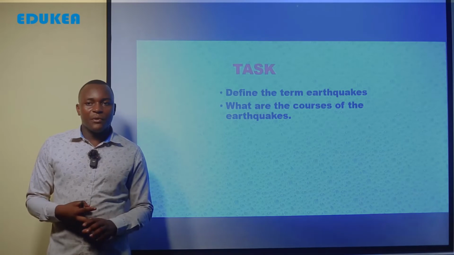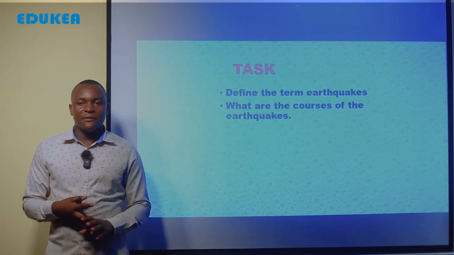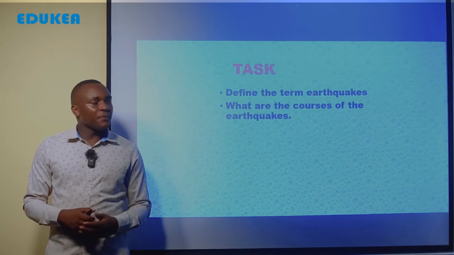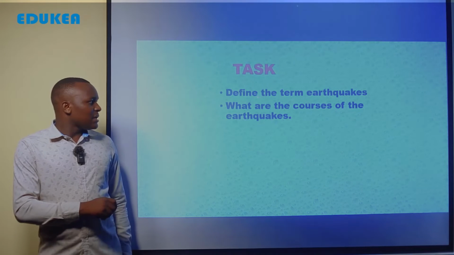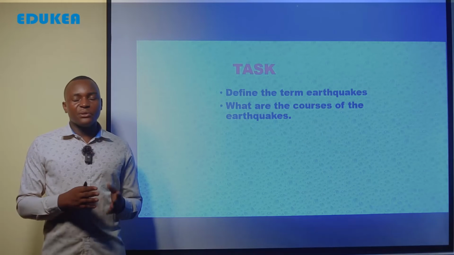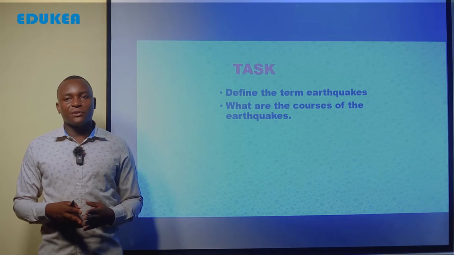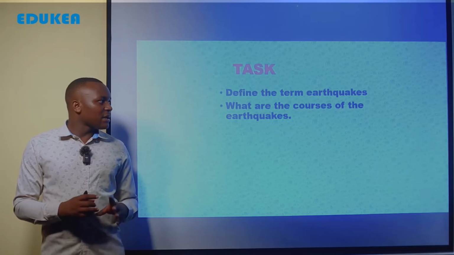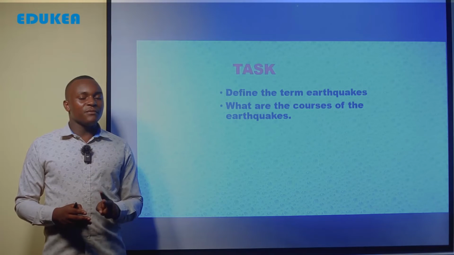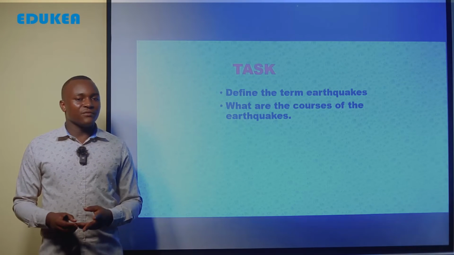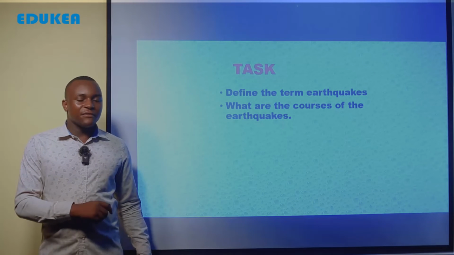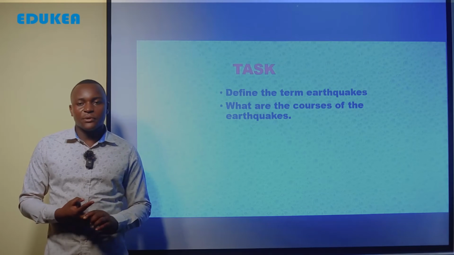But before we close, before we wind up our lesson, let's look at some questions which can be asked within this subtopic. The first question is to define the term earthquake. As we looked at in the introduction to earthquakes, what is the definition of the earthquake? But also, what are the causes of the earthquake? As we looked at, there are two causes: movement of tectonic plates, and volcanic eruption. Those are reflective questions which can be asked within this subtopic.